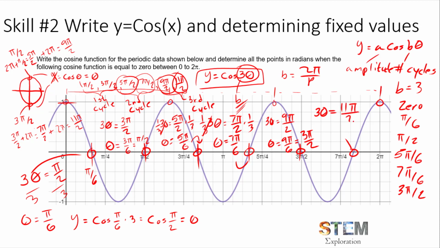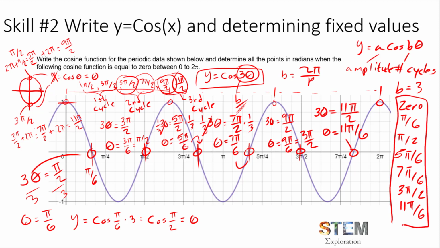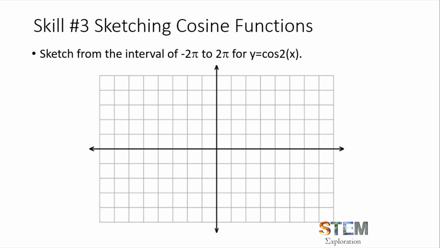And again, this is our third time around the unit circle, which we're doing because there are 3 complete cycles from 0 to 2 pi. We'll divide both sides by 3, and we'll see that the theta value here is equal to 11 pi divided by 6. 11 pi divided by 6 is the sixth term, and these are all the zeros that are represented by the cosine function, or the radian values of when this cosine function is equal to 0.